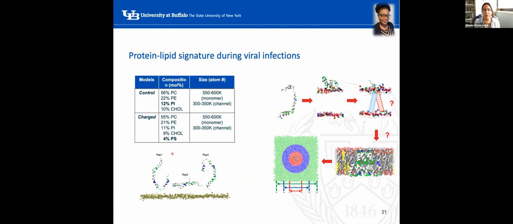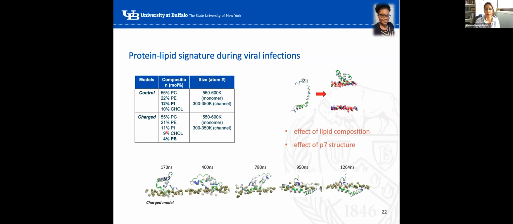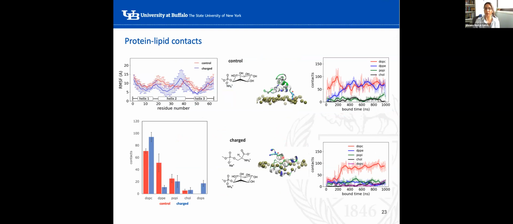So we started again with 2 membrane models. The main change between them was the addition of phosphatidylserine, identified in experiment as very important for the activity of P7 and infectivity of the virus. We had one control model without PS and a charge model with PS. Our findings were very interesting and encouraging. We saw that when you have PS lipids in the membrane model, the protein can actually insert into the membrane hydrophobic core. And when you don't have PS, the protein stays on the surface of the membrane.